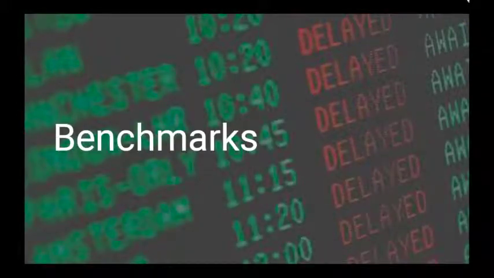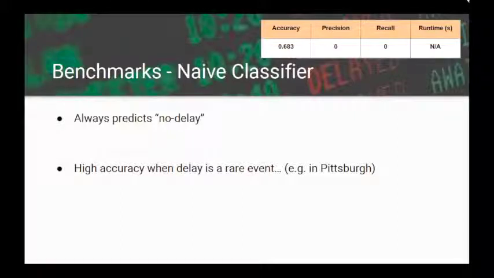We also looked at a few benchmarks. One of our benchmarks is the naive classifier. It's basically an expert that always predicts no delay. This classifier will give us a better sense of how our data set is looking in terms of the labels.